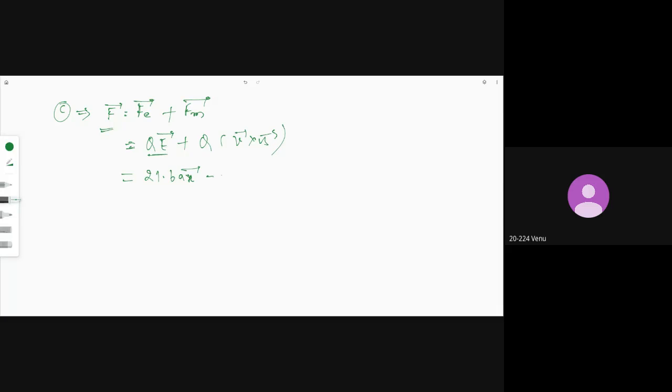Plus, what is the force on a charge in the magnetic field? Q into V cross B: minus 21.6 AX plus 3.6 AY minus 33.6 AZ. So these are the two vectors. How to add the vectors?